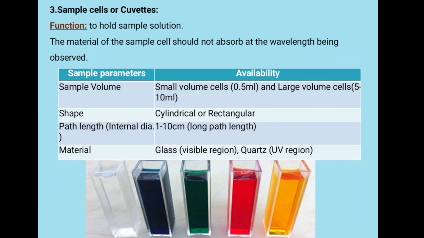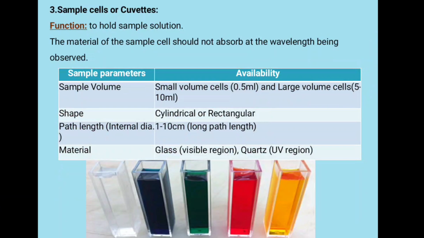Next, coming to the sample cells or cuvettes. The function of a sample cell or cuvette is to hold the sample solution. Here the material of the sample cells used differs from region to region, and also the material of the sample cell should not absorb at the wavelength being absorbed. Let us see some parameters and availability.